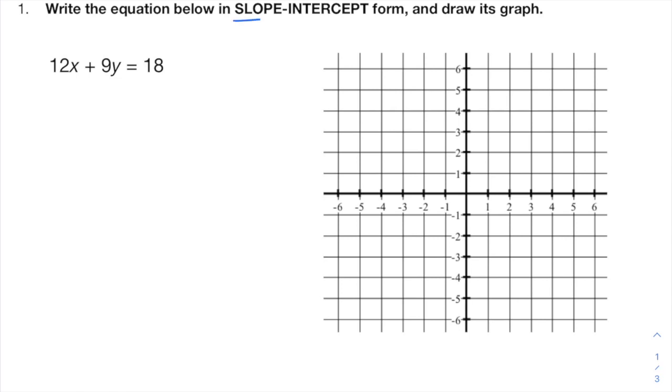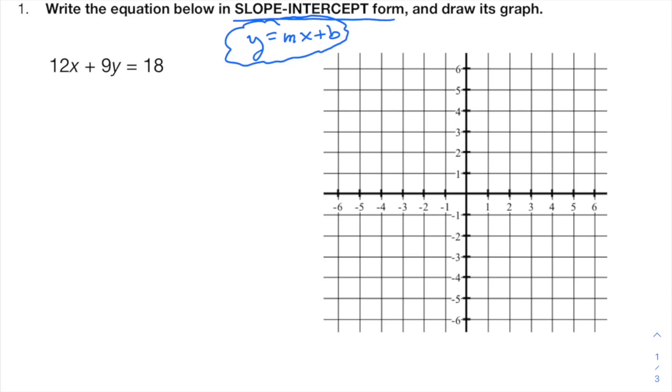So slope-intercept form, just a reminder, is that classic y equals mx plus b. Getting it in slope-intercept form means having y completely isolated, y all by itself, and then mx plus b, where m is your slope and b is your y-intercept.